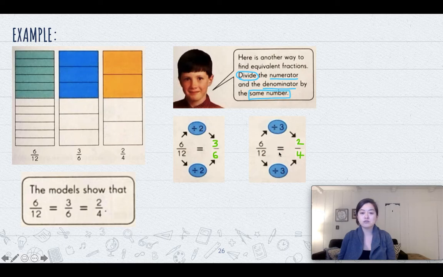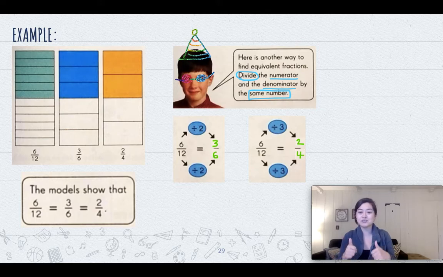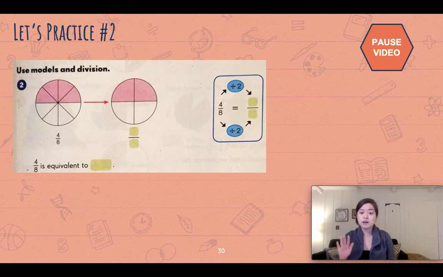Is 6/12 equivalent to 2/4? Let's look at the bar model to see if it's true. Here's 6/12. Here's 2/4. Yes, they are equivalent. The shaded parts show the same parts of the whole. All right, cool. So this rule works. Can you pause the video and try let's practice number 2 on your own? All right, I'll be waiting.